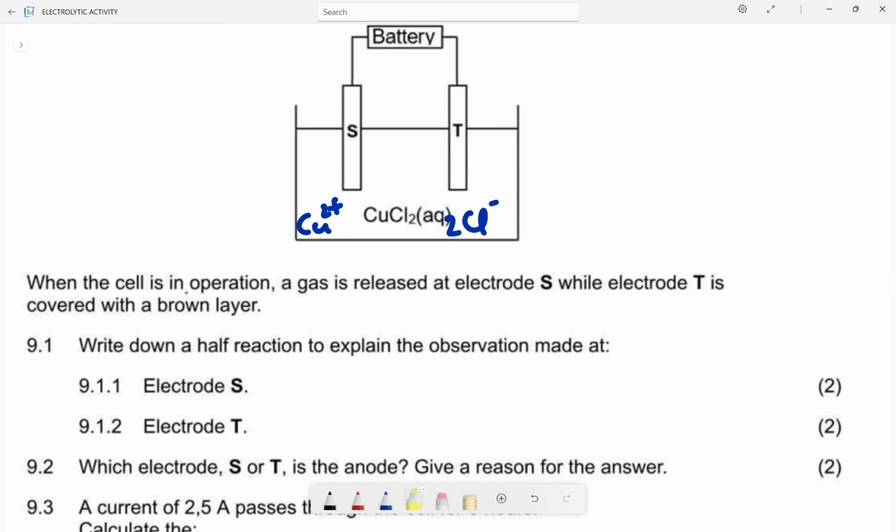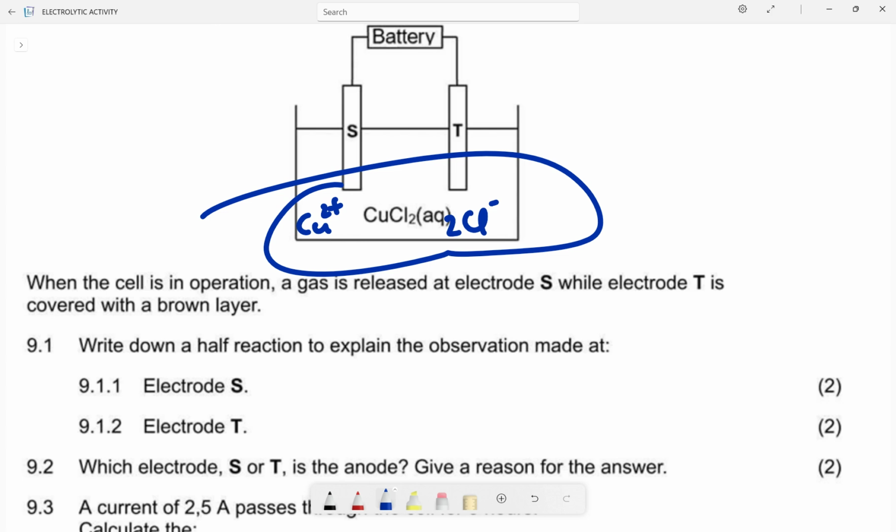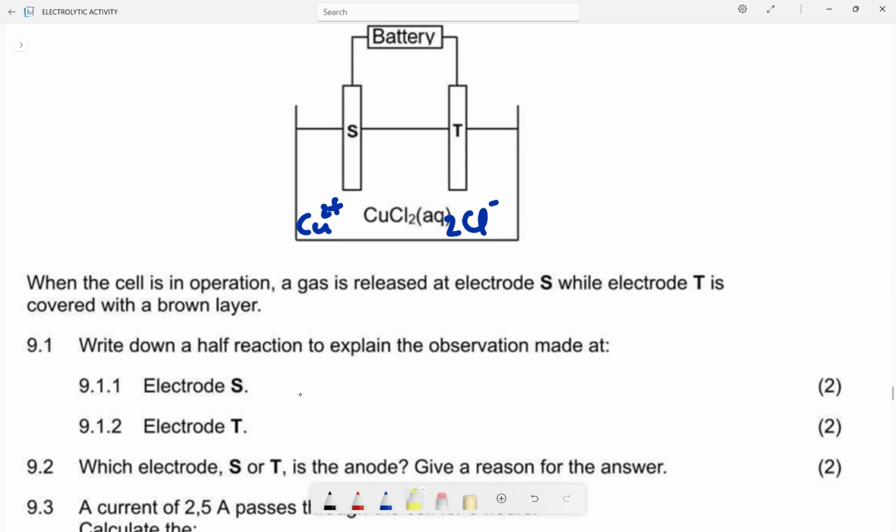So there will be some information that we get. It says the reaction is going to be between copper and now chlorine gas. When the cell is operating, a gas is released at electrode S. So at electrode S, if the gas is released, that gas will be Cl2, because remember Cl minus and Cl2 have a very beautiful relationship. So it means here when Cl2 is released, Cl minus undergoes oxidation.